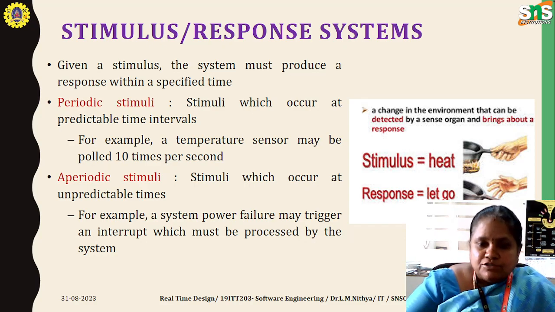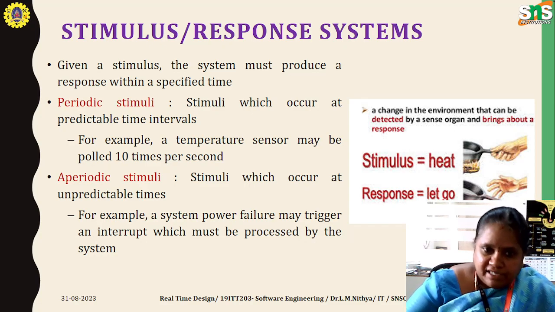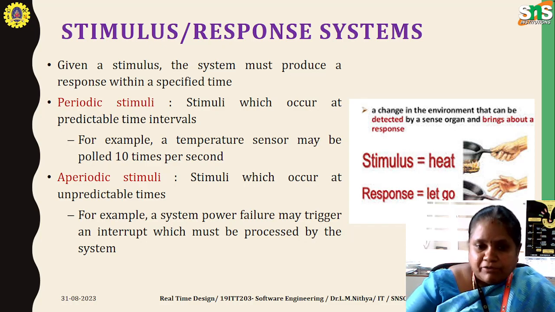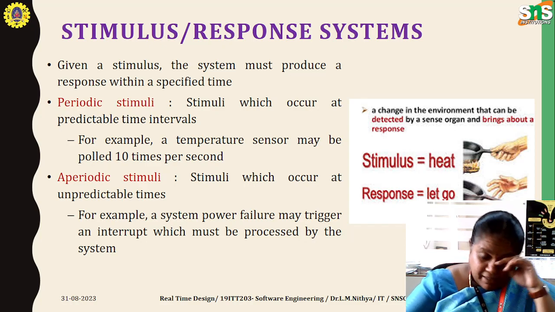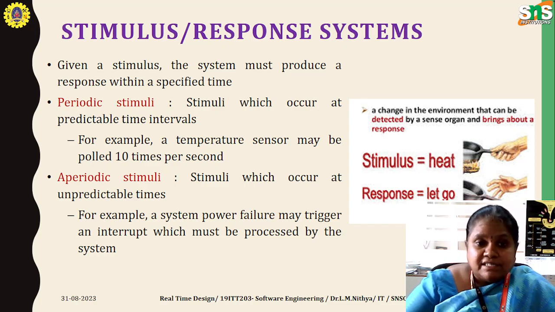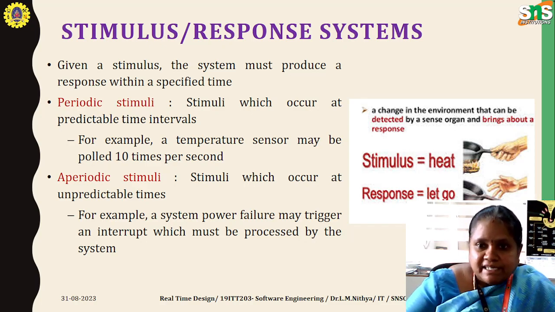Aperiodic stimuli occur at unpredictable times. We cannot predict it. For example, when power goes off, it gives a signal. We cannot predict whether power will go off in the next 5 minutes, the next hour, or after 10 hours. It could even be the next minute. So a power failure may create an interrupt or a stimulus, which is an aperiodic stimulus. Periodic stimuli, on the other hand, are where the inputs are given by the sensors at periodic time intervals. A stimulus is a change in the environment that can be detected by a sense organ and brings about a response. So now we have seen what a stimulus and response is in a simple manner.